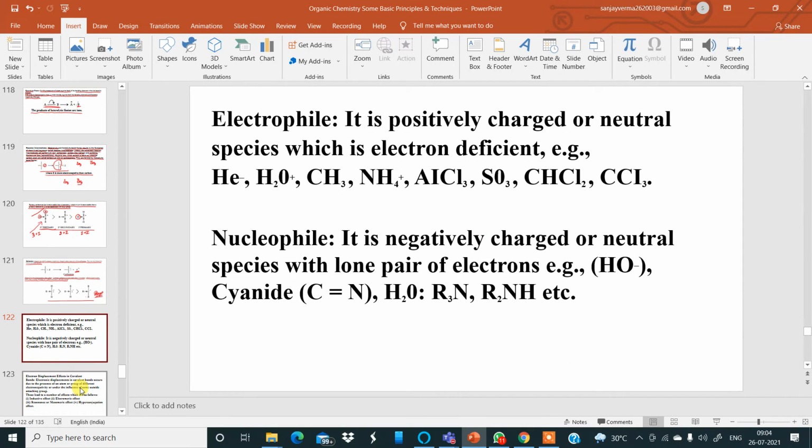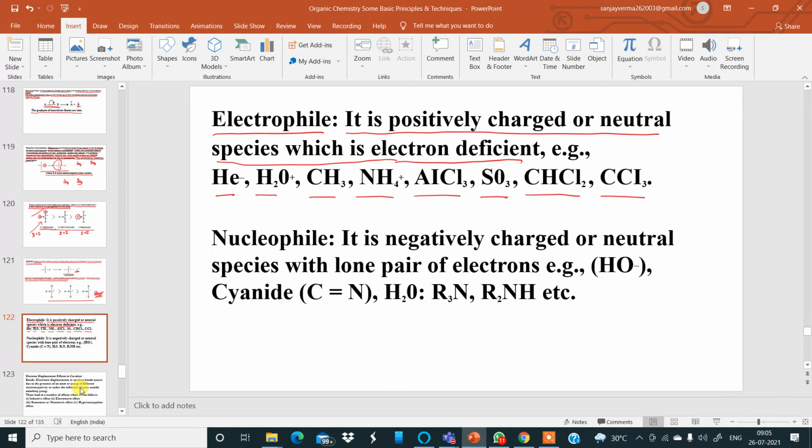Then moving to the next type of reactive intermediates, these reactive species are attacking species or attacking agents. The first type is called an electrophile, electron loving. It is a positively charged or neutral species which is electron deficient. Examples are H plus, H3O plus, CH3 plus, all carrying positive charge, NH4 plus, AlCl3, SO3, CHCl2, CCl3. All are acting as electrophiles. They are themselves carrying positive charges.